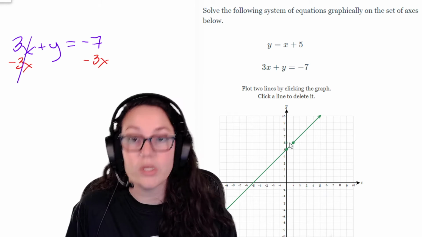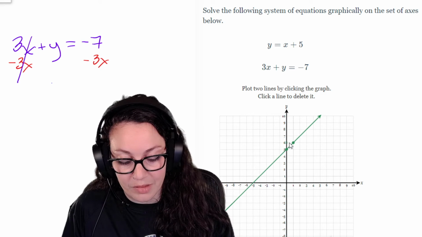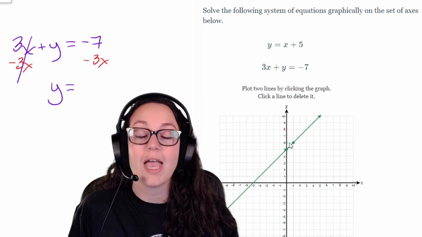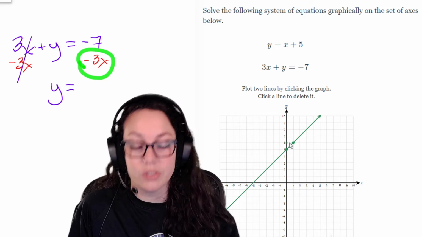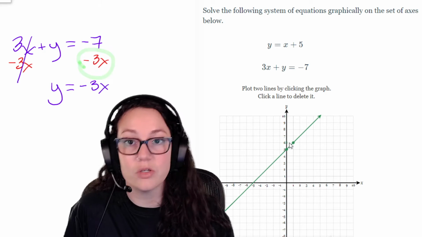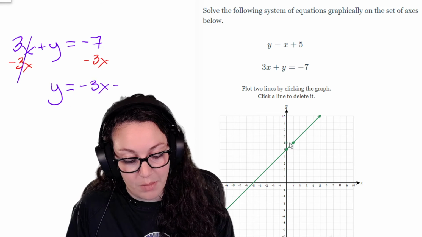So these will cancel out. I'm left with this y. And to write it in slope-intercept form, write this first, right? So minus 3x, so negative 3x, minus 7.